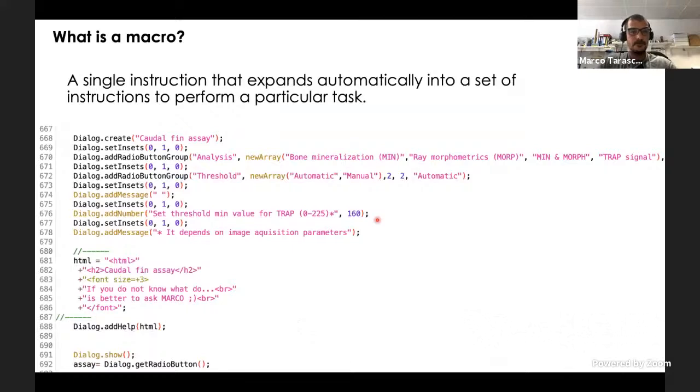But what is interesting for me was that it allows us to create macros, which can automatize the image analysis. What is a macro? A macro is just a simple instruction that expands automatically into a set of other instructions to perform a particular task. It is basically code which will run during our analysis.